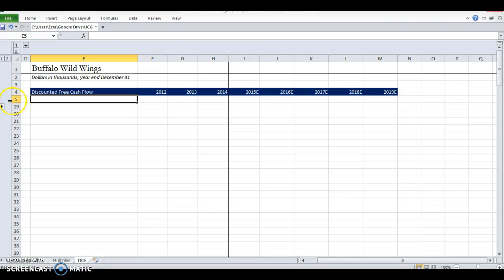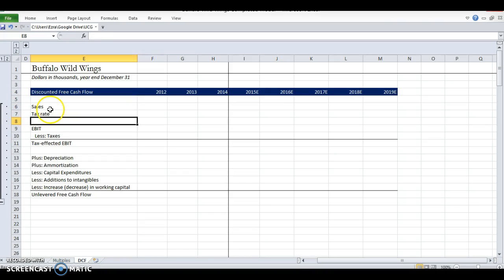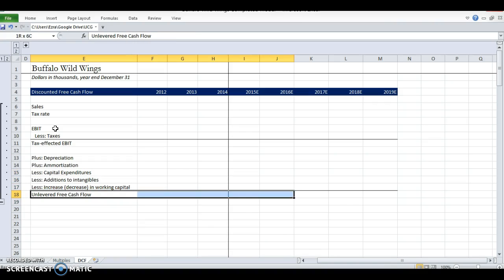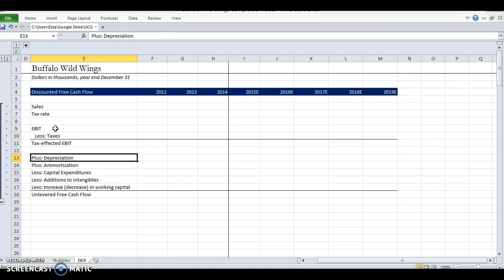Okay, so how do we figure out the free cash flow? Well, we take these formulas. The typical formula is, you take EBIT, you add back some of the non-cash expenses, you subtract some of the cash capital costs, and then you get to an unlevered free cash flow. This is the formula. You can look it up. This isn't a lesson on what the formula is or why. This is how to do it in a model.